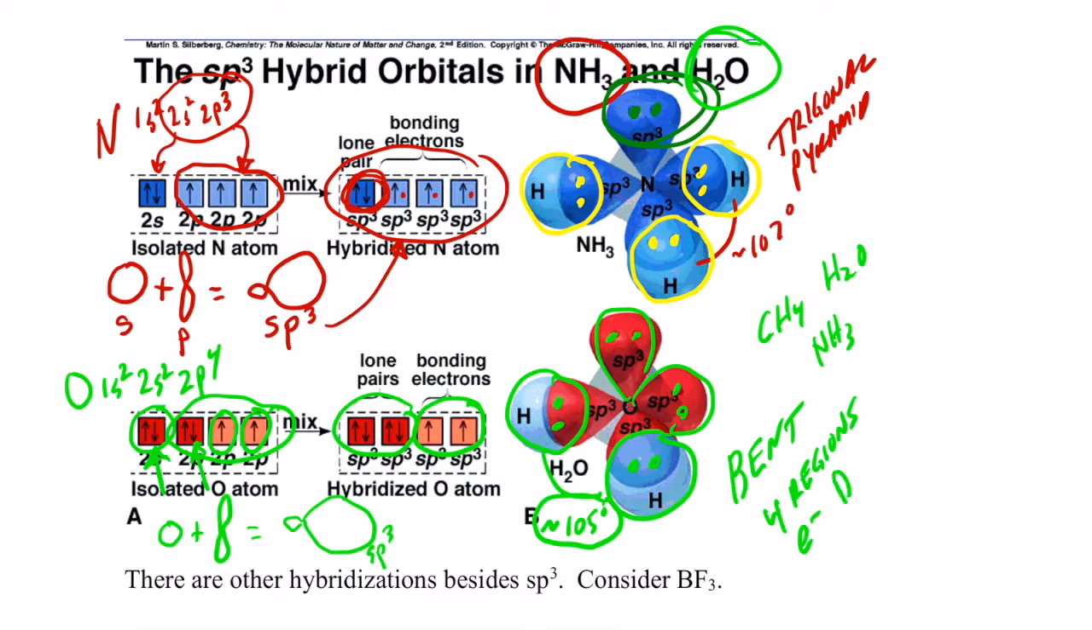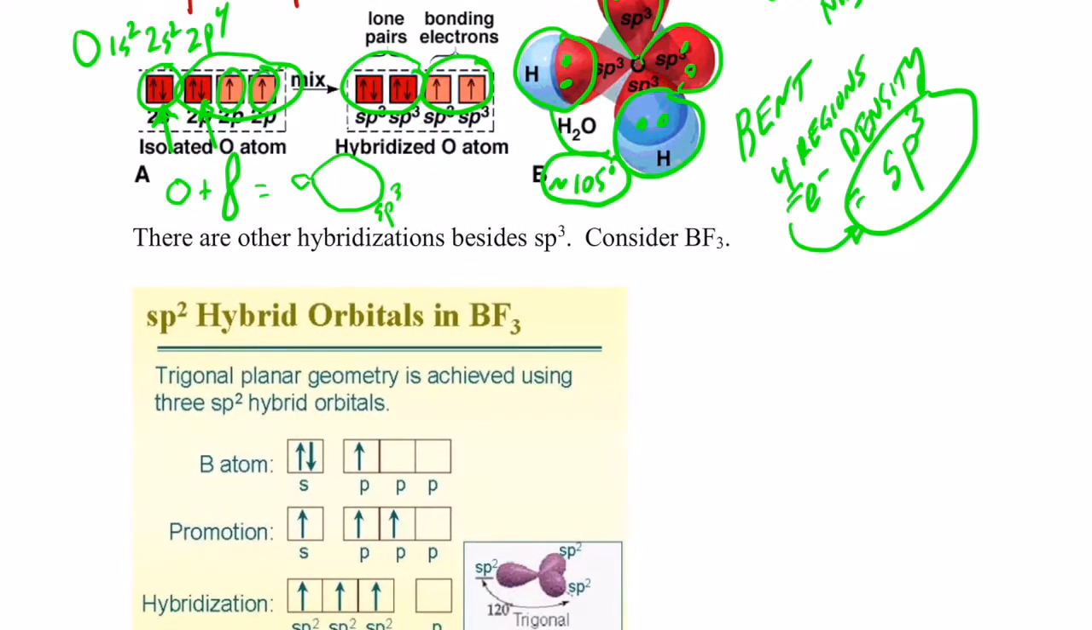Fit this in here, around that central atom. That will give us this sp3 hybridization. 4 regions of electron density result in sp3 hybridization. Now, you're asking yourself, well, can there be anything other than sp3 hybridization? Well, yes, there can be.